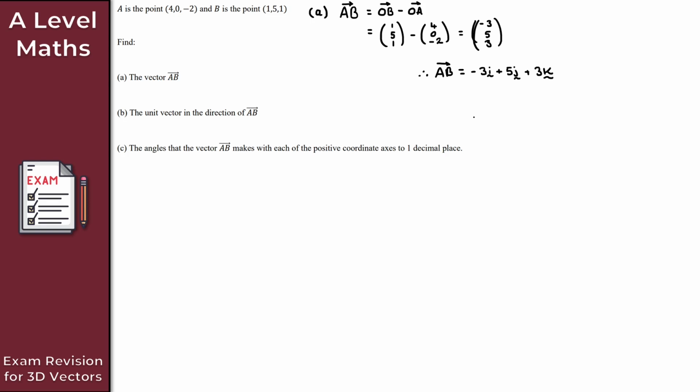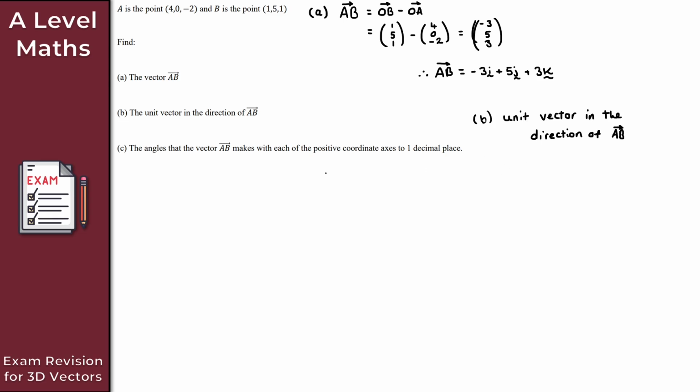Now for part B then, let's just do this underneath here. So it says, find the unit vector in the direction of the vector AB. So for the unit vector then, let's just make a note here. So unit vector in the direction of the vector AB. Then the first thing that we need to find here is the magnitude of this vector here, the vector AB, which coincidentally then we've just found here in part A, right?